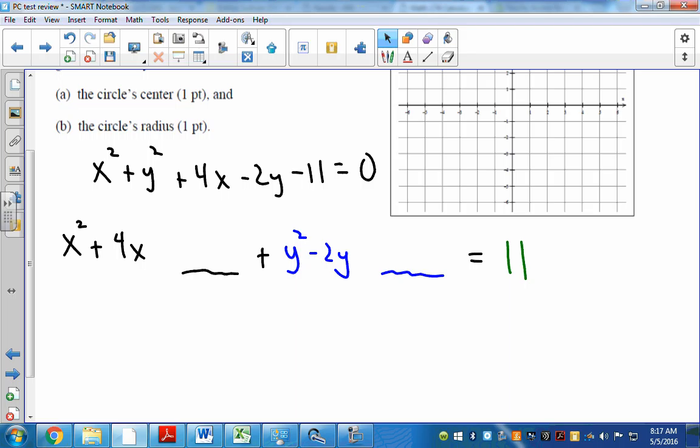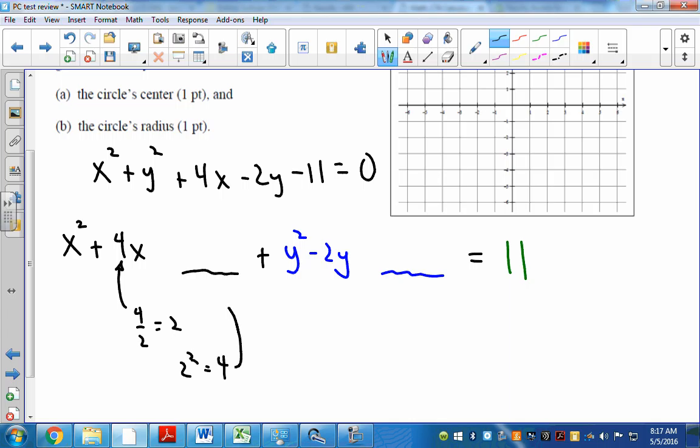Now our task is to complete the square in x. Remember the process from Algebra 2. You look at the coefficient of x, which is 4. You take half of it, which is 2, and then you square that, which is 4, and that's the number that goes here. So plus 4. Same thing with the coefficient of y. The coefficient is negative 2. We take half of that, which is negative 1, and we square that, negative 1 squared, which is 1, and that's what adds here.